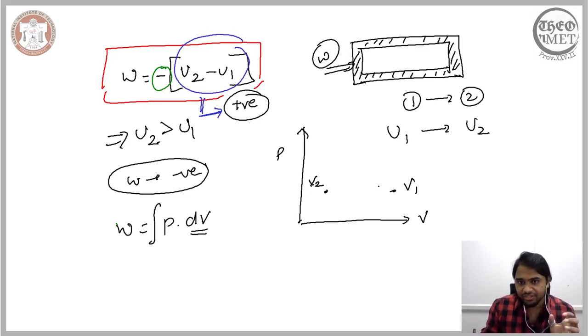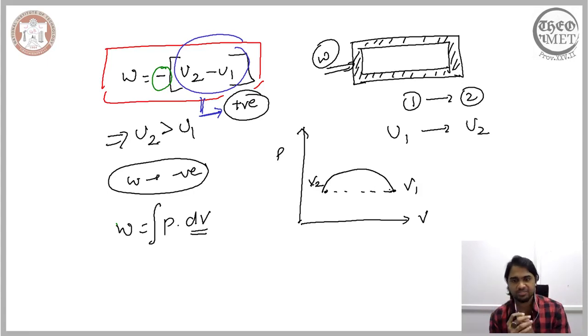So in the initial case, the simplest example we consider is that the system just moves from V1 to V2, so ultimately it takes the simplest path like this. Now supposing, instead of taking this path, the system moves from V1 to V2 in this manner, instead of going through the simplest path. What would happen is this integration would change the whole value of the work that is involved.